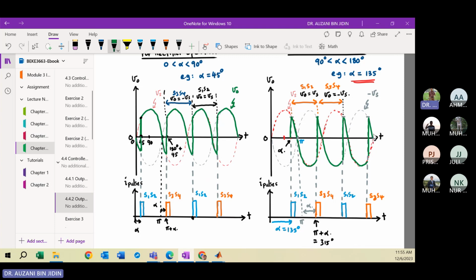Okay, so this is the way you sketch the output voltage. So the green color here is your output voltage waveform. Okay, class. Maybe you can analyze and get a better understanding of how to sketch through the simulation. After that, we can look at the simulation.